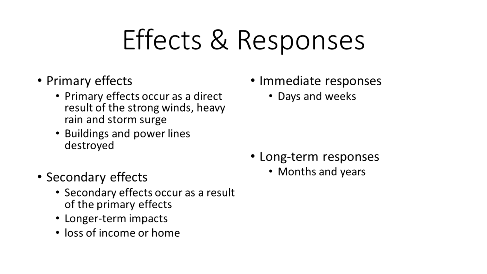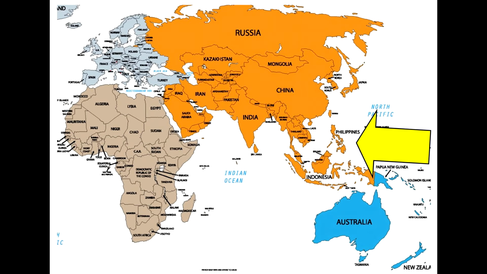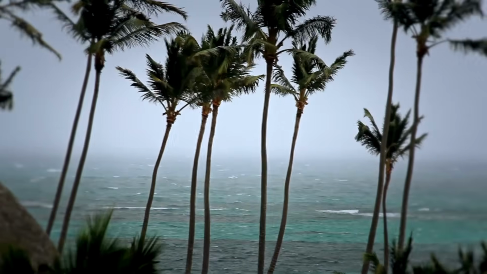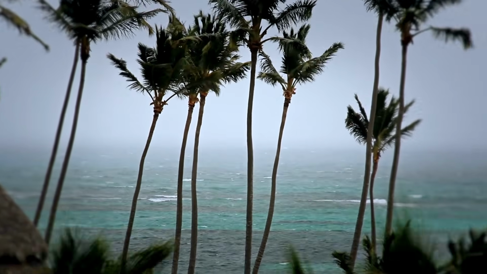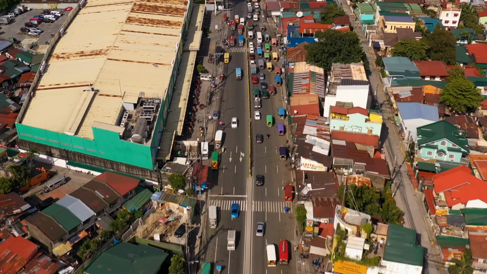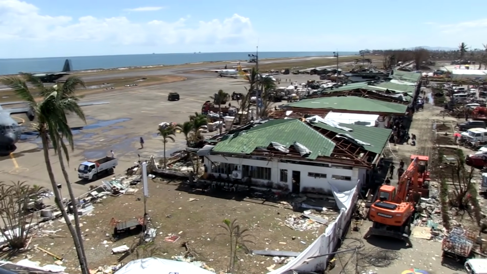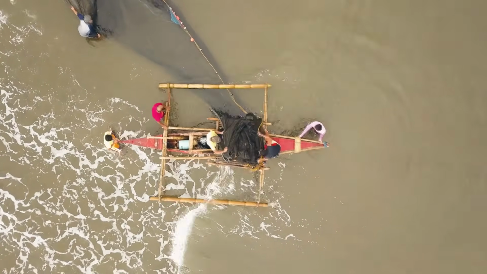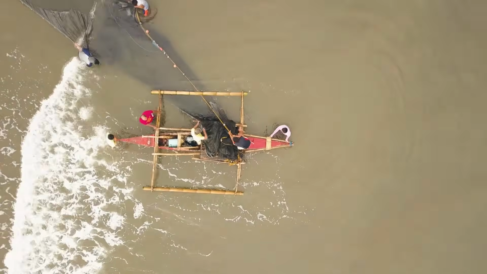When we talk about responses, again, immediate responses are days and weeks after the event, while long-term responses are months and years. So some of the primary effects for Typhoon Haiyan, which was a Category 5 tropical storm from 2013. We've got 6,300 people were killed and 600,000 people were displaced. 40,000 homes were damaged or destroyed, and 90% of Tacloban was destroyed. That's including the airport as well. Now, when it relates to businesses, 30,000 fishing boats were destroyed, and this was down to extreme flooding in the area.